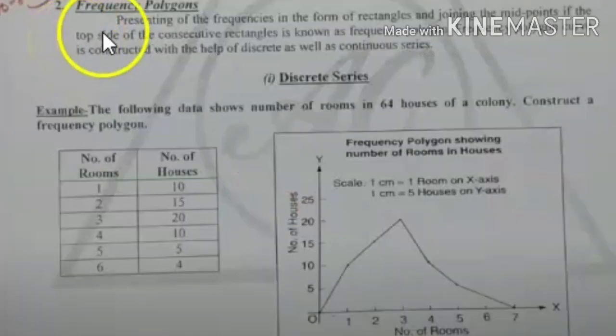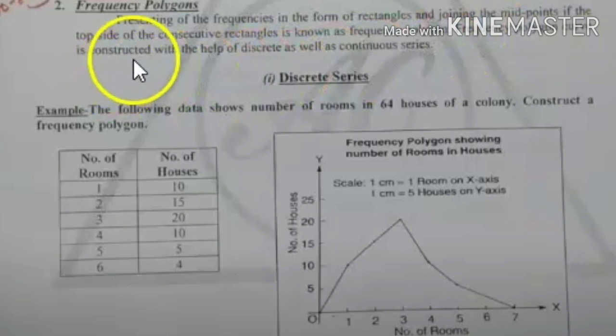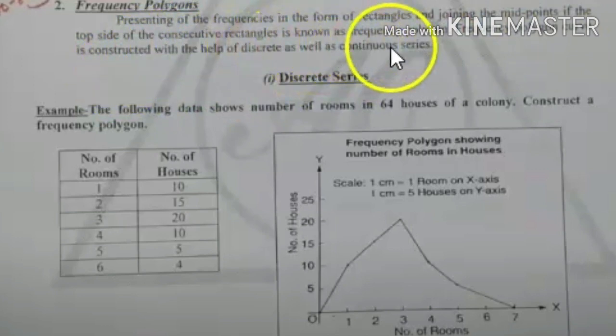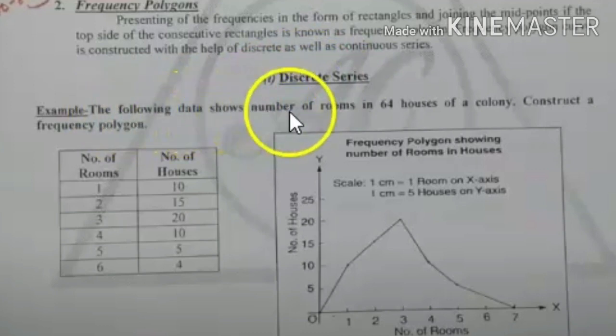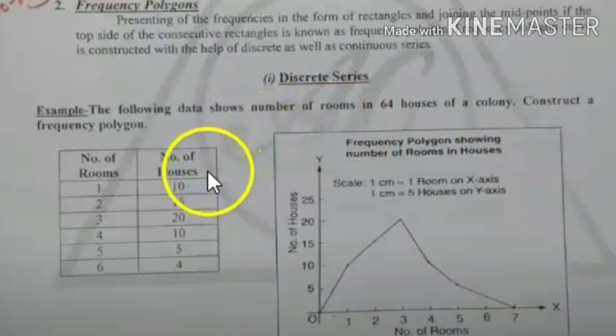Next is the frequency polygon. Presenting frequencies in the form of rectangles and joining the midpoints of the tops of the consecutive rectangles is known as a frequency polygon. A frequency polygon curve is constructed with the help of discrete as well as continuous series. How will you draw it with a discrete series? You are going to see here. The following data shows the number of rooms in 64 houses of a colony; construct a frequency polygon.